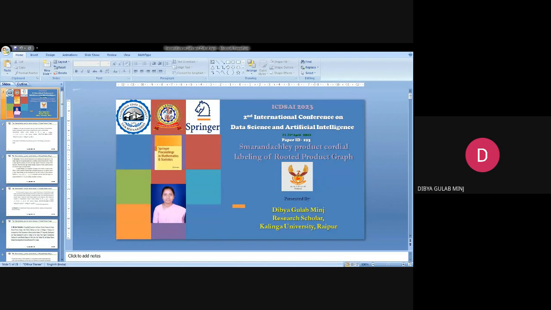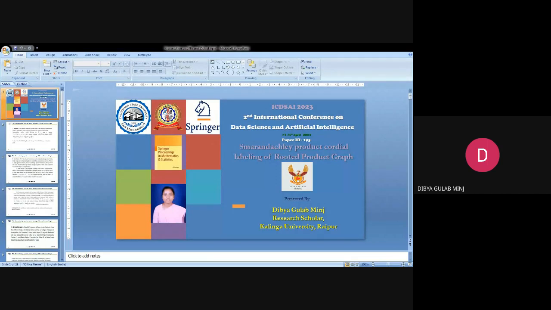My title is Smarandakle Product Coded Labeling of Rooted Product Graph. The abstract is, in this paper, the researchers study and work on the labeling of rooted product graph by admitting the certain condition of Smarandakle product coded labeling.